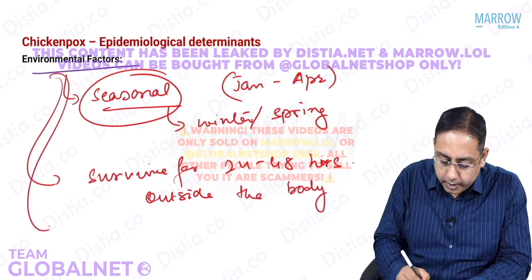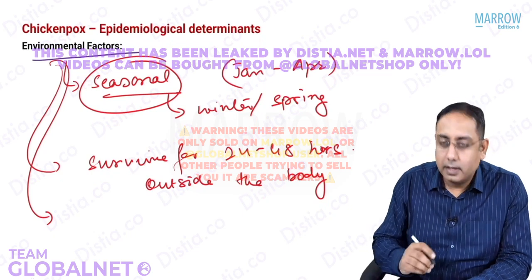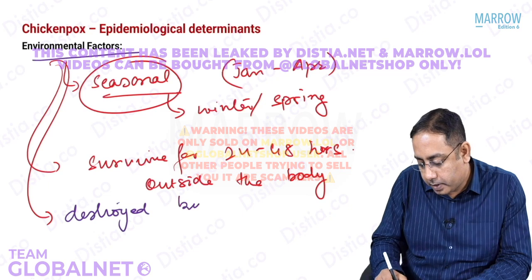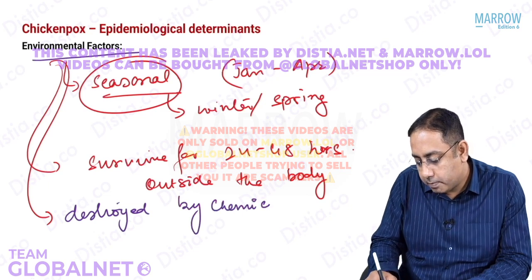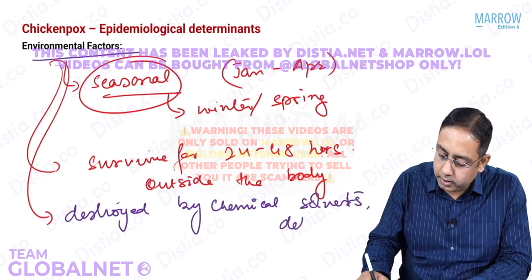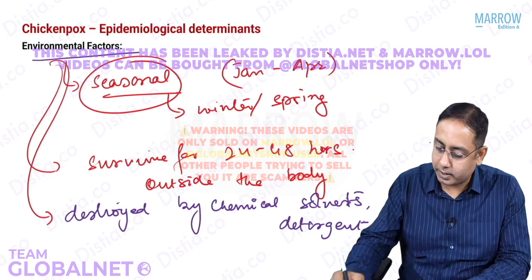And this chickenpox virus is also a very fragile virus. It can be easily destroyed by chemicals. Which chemicals? Some solvents or any detergent. Any detergent or solvent can easily kill the chickenpox virus.